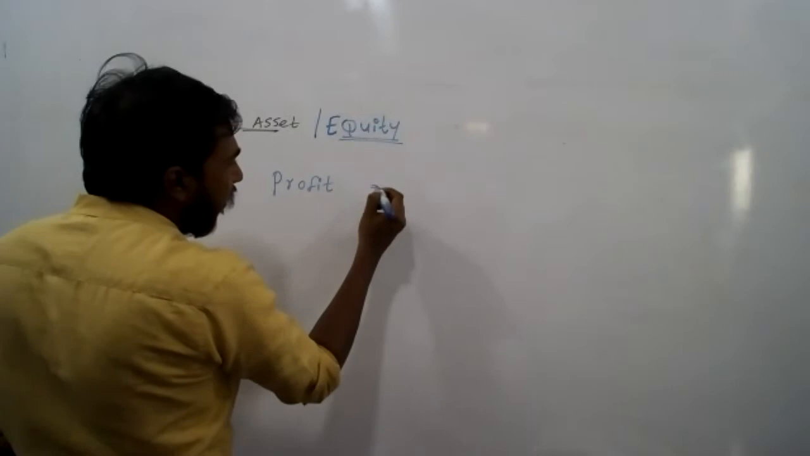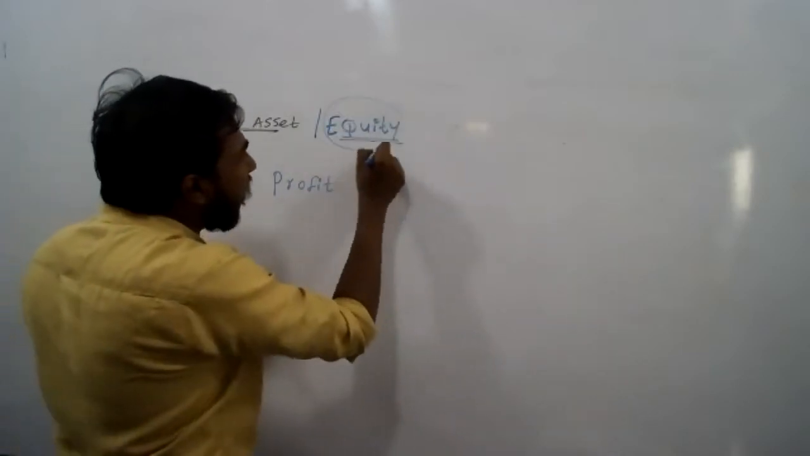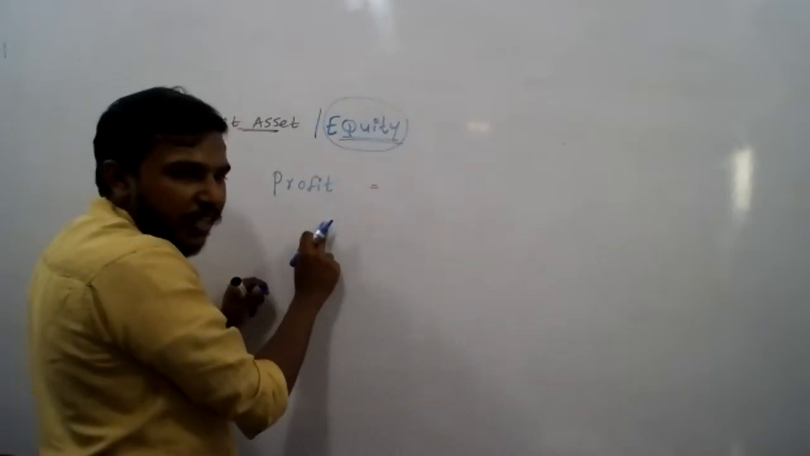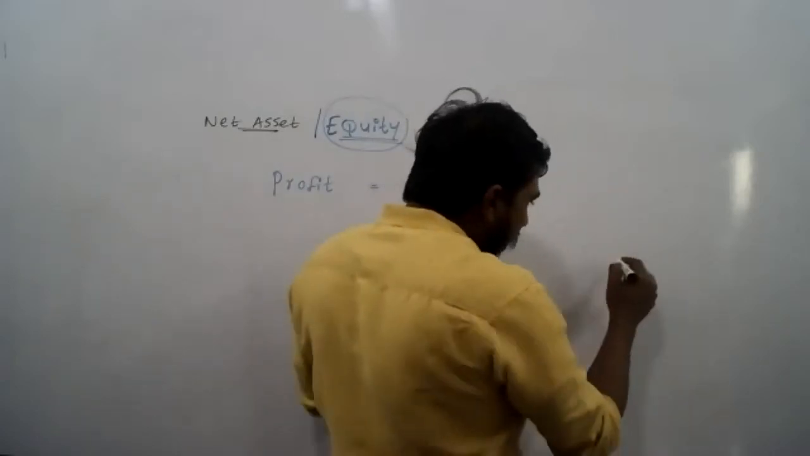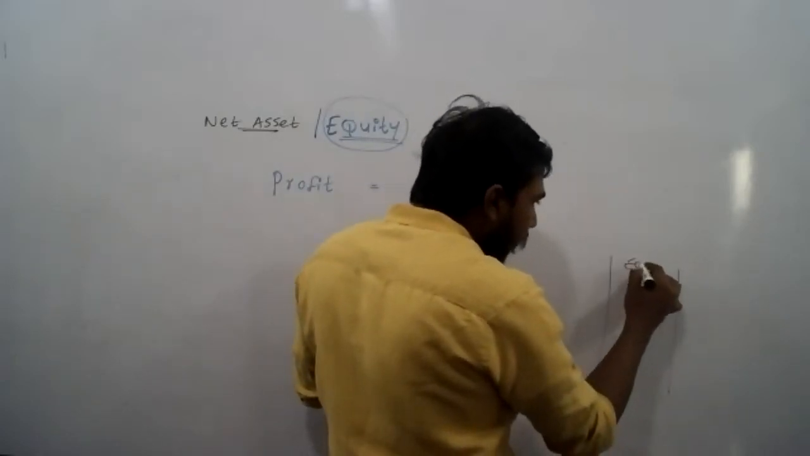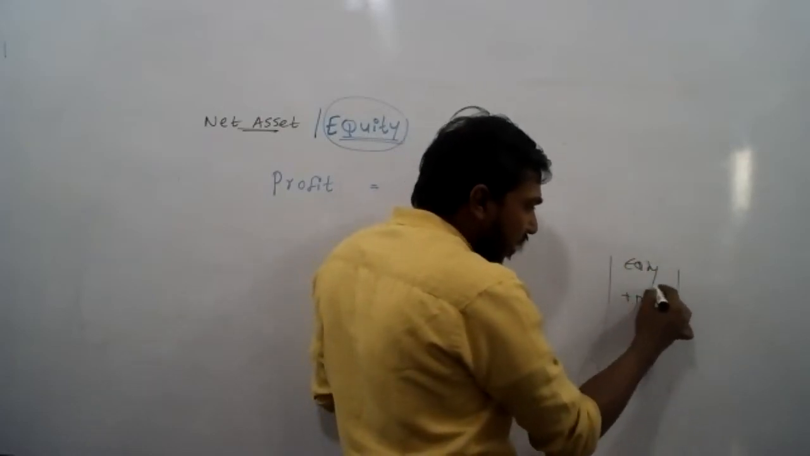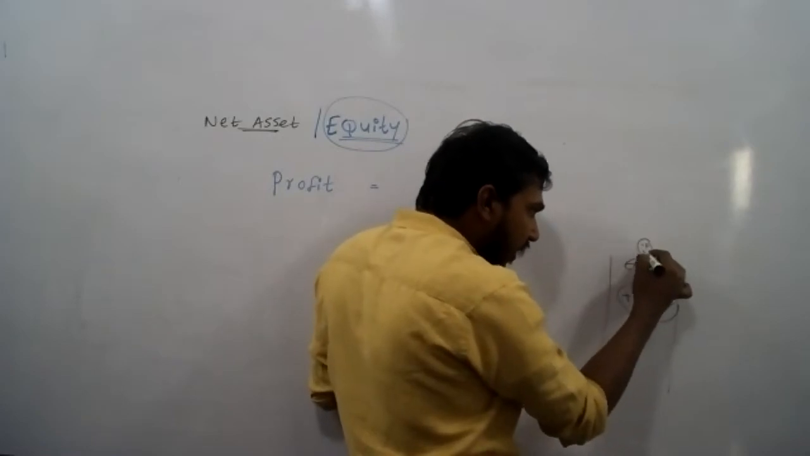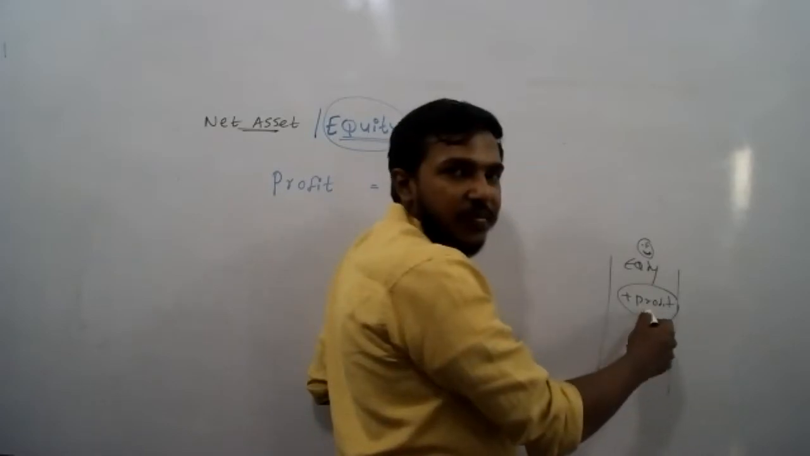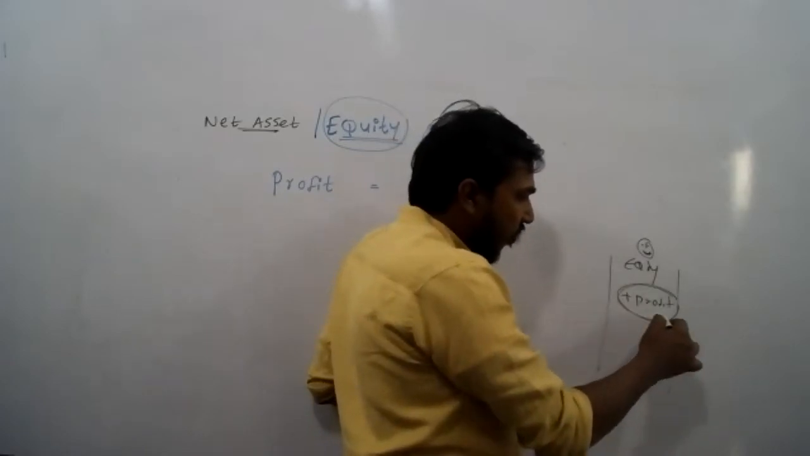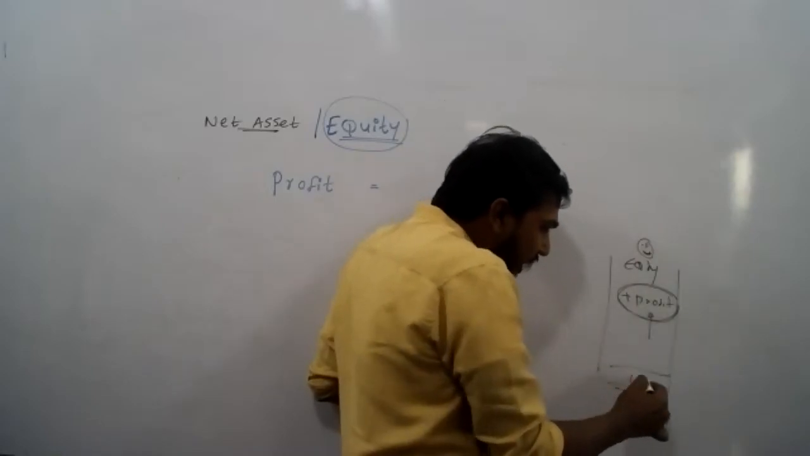Profit equals... net assets means equity. That means from equity we are going to calculate the profit. If you figure out the equity column, you remember we said we add the profit. You add the profit to equity. That means profit is inside this equity closing balance of 185.